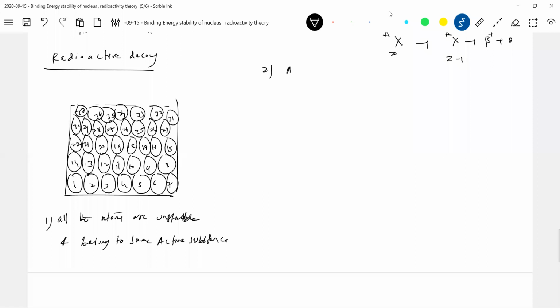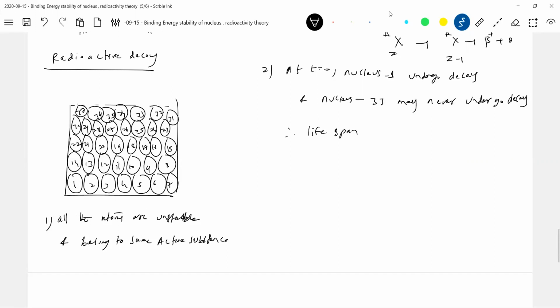Suppose at T equals 0, nucleus 1 undergoes decay. Nucleus 30, or any number, 33, may never undergo decay. May never undergo decay means what is the lifespan of nucleus 1? So therefore, lifespan of nucleus 1. Shall I put 0? For what time will it survive? 0 seconds. Lifespan, all of you, lifespan.